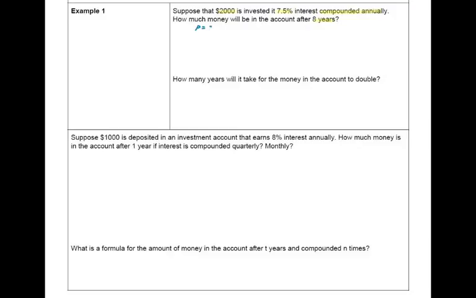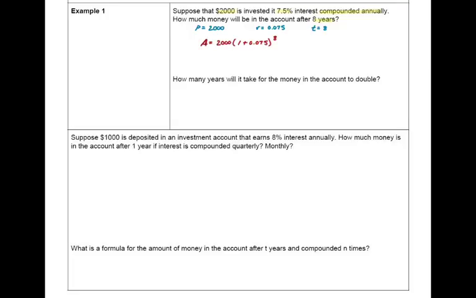So identifying the parts that were given, P would be your original investment, which is $2,000. Interest rate would be 7.5% or 0.075. Just be careful with your decimal there. It's not 0.75, that would be 75%, which is definitely going to make a huge difference in your calculation, and T would be 8. So putting that in the equation, I don't know A, which is what I'm looking for.